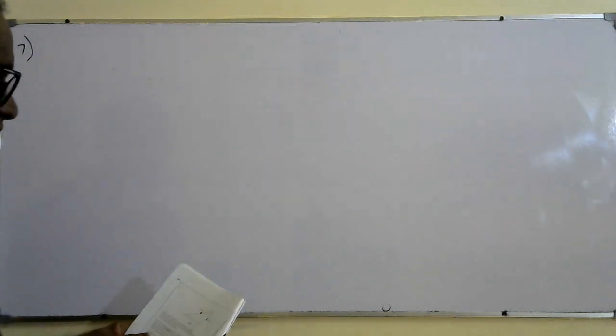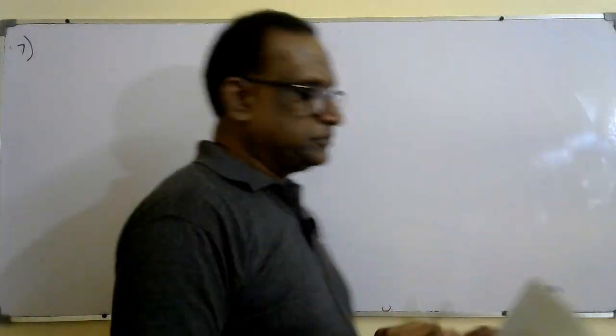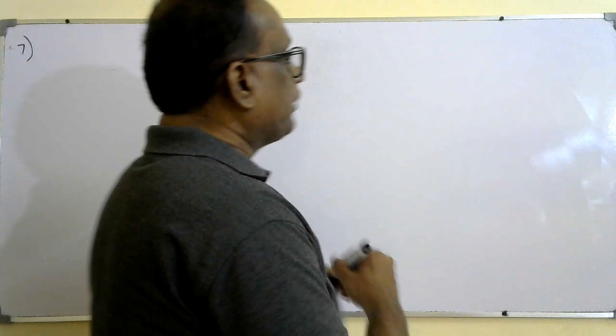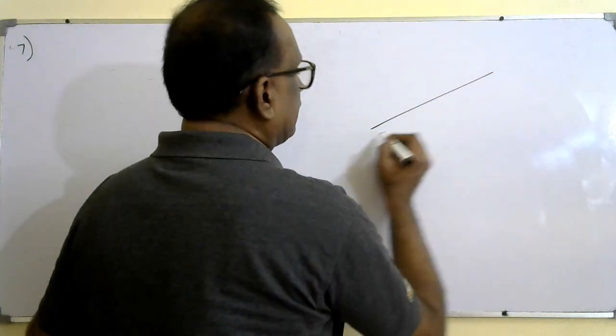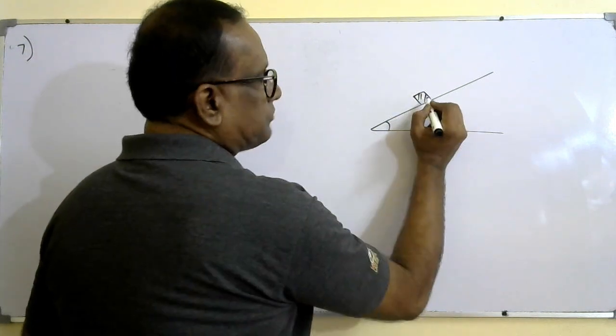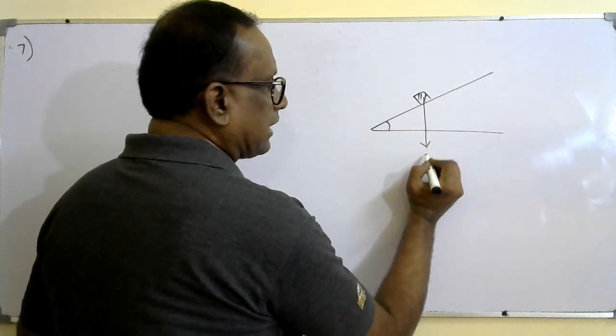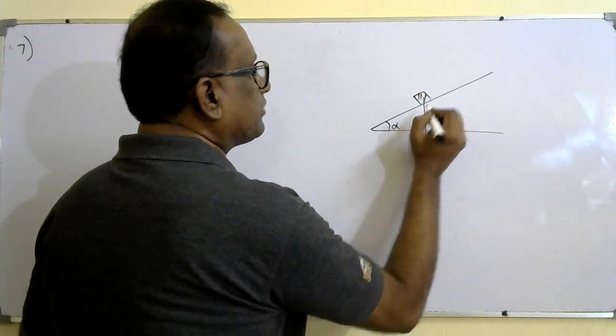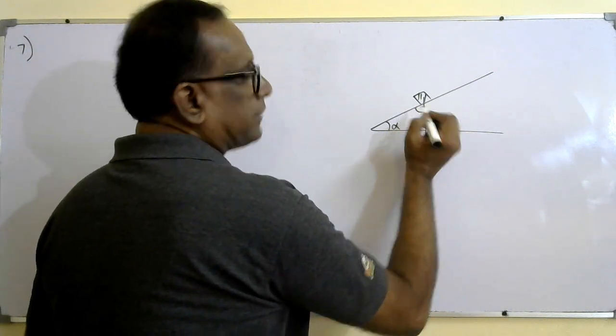Okay, question 7 is about motion of an object on an inclined plane. When an object is kept on an inclined plane, its weight will act vertically down, mg. This is alpha, so this is 90 degrees, and this is 90 minus alpha.